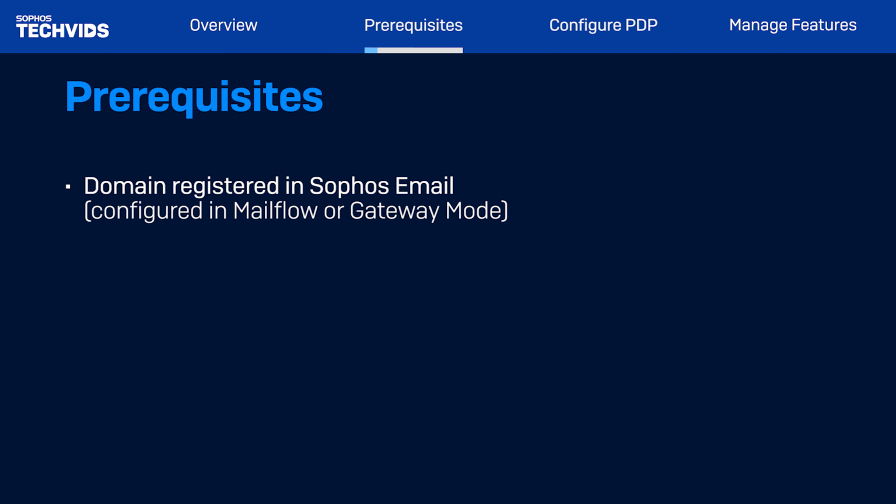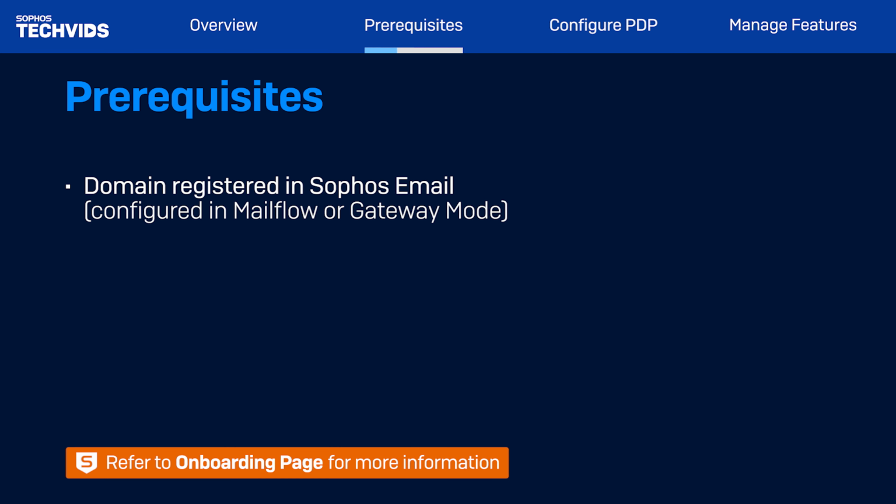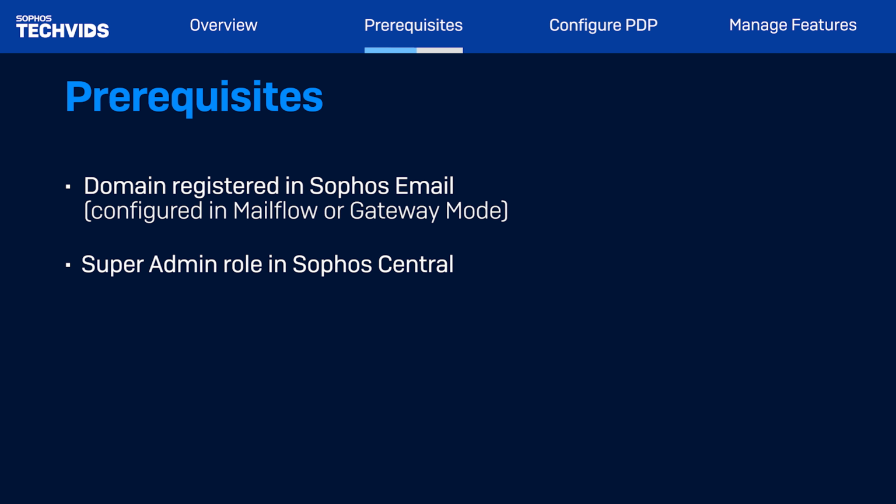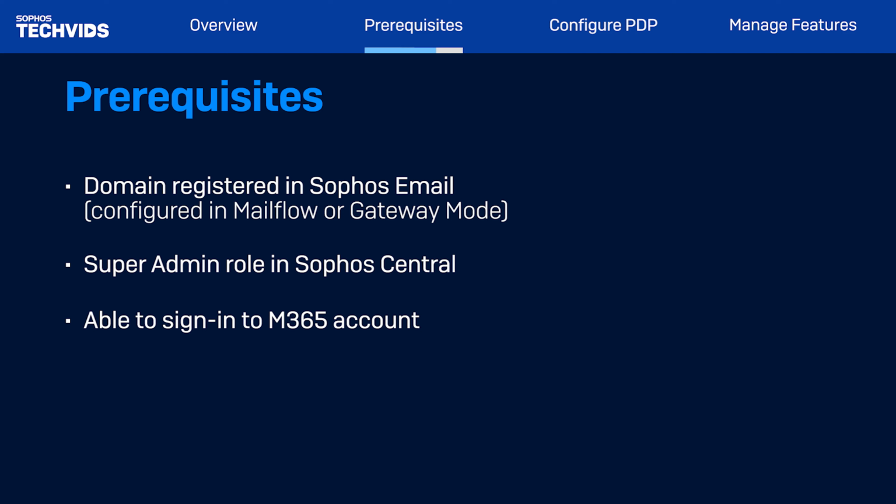To configure PDP, you need a domain that's registered in Sophos Email and configured in Mailflow or Gateway mode. Refer to the email onboarding page for more information. This is linked in the description. You must also be a super admin in Sophos Central, able to sign into your M365 account, and your browser should allow pop-up notifications. Let's get started.